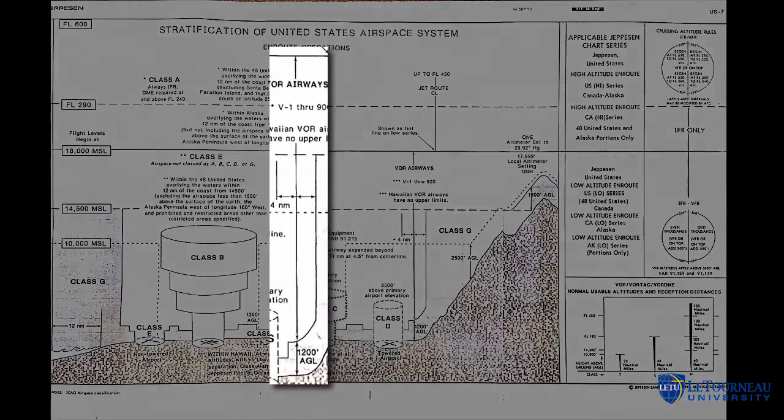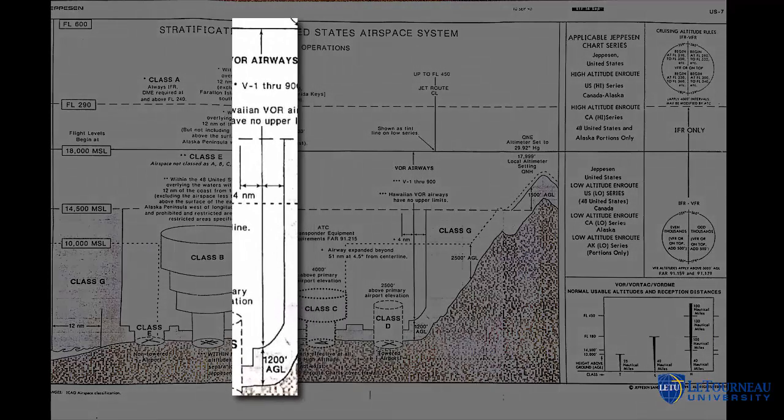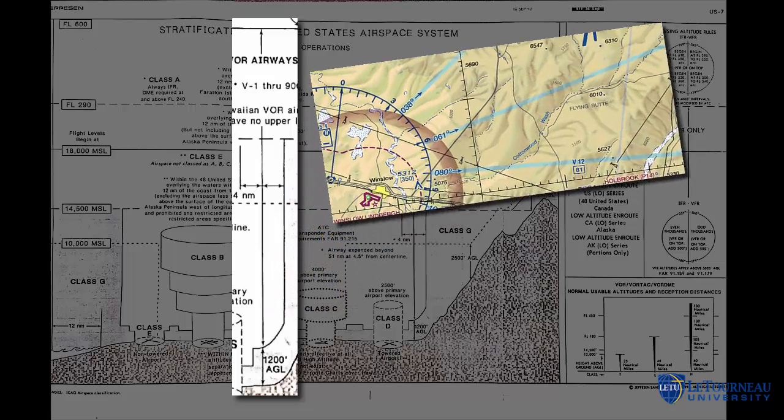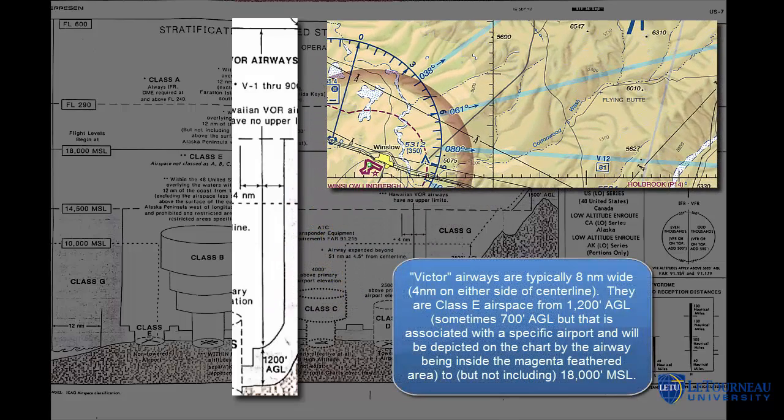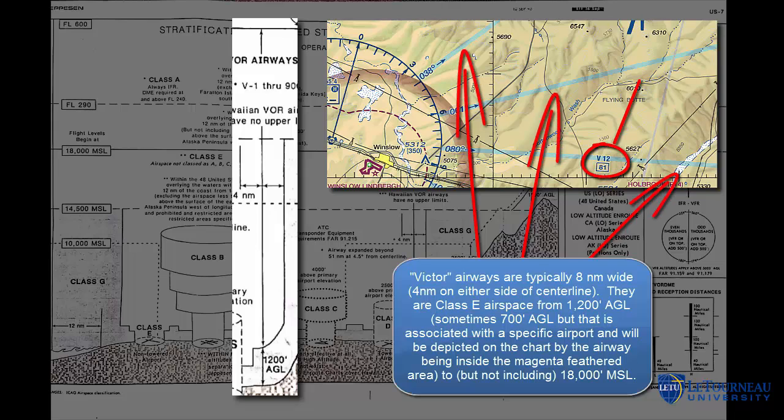Alright, now let's talk about Class E airspace as it applies to the visual airways that we're going to be flying some of our cross countries on. These are called Victor airways. They're typically 8 nautical miles wide, 4 nautical miles on either side of centerline, and they are Class Echo airspace from 1200 AGL up to 18,000 feet MSL.